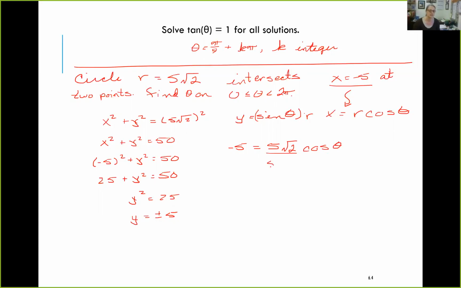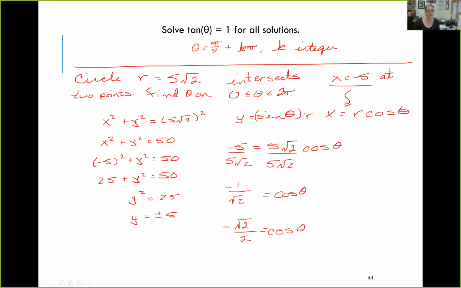Well, divide both sides by 5 square root 2. What I'm doing is isolating my trigonometric function, and I get -1 over the square root of 2 equals cosine theta. And you're going to think to yourself, well, I haven't memorized anything that has a cosine of -1 over square root 2. You're right. But you've memorized something that's got negative square root 2 over 2 as the cosine of theta.